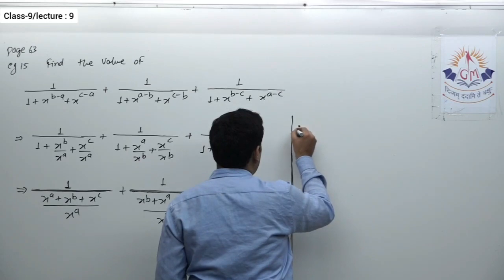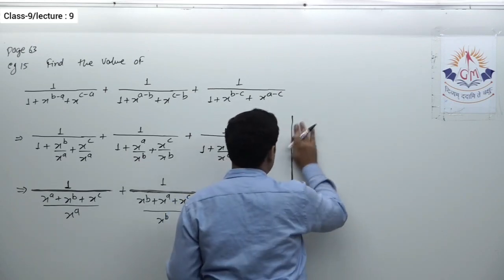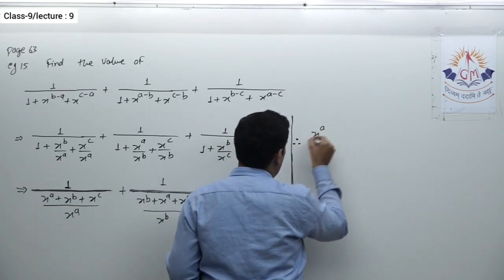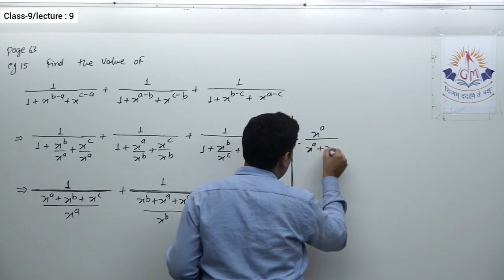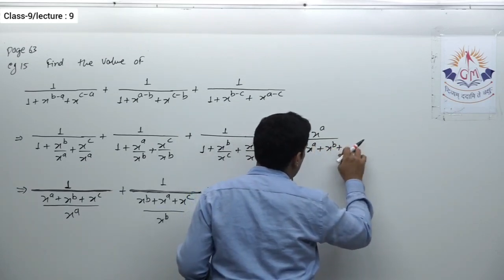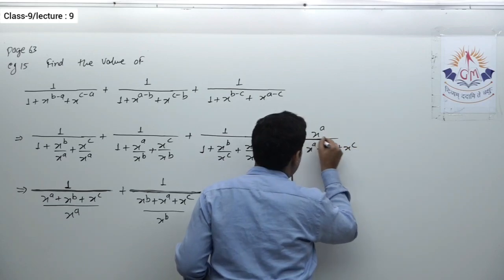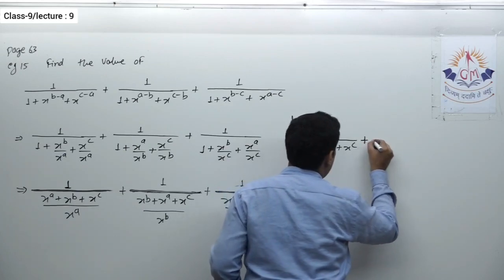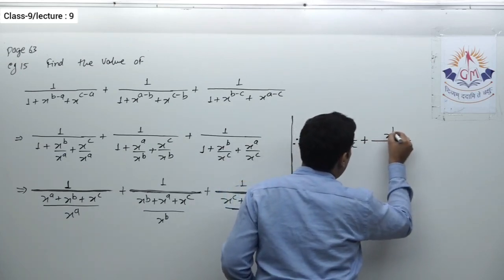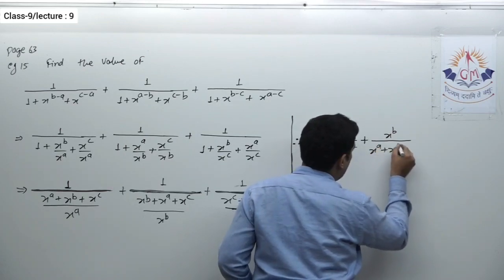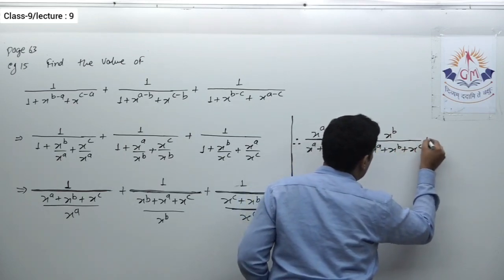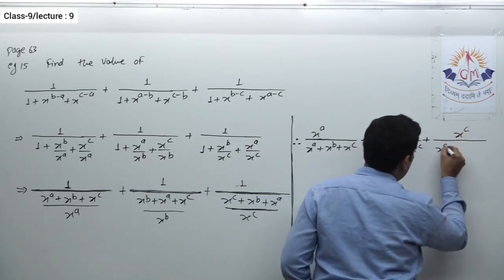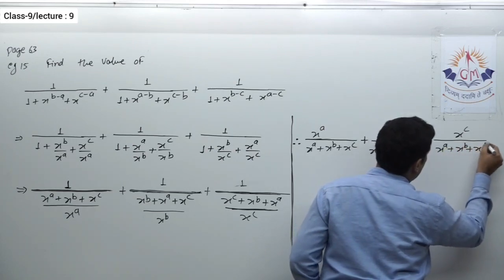Okay, so therefore here I can write, I will get x raised to a upon x raised to a plus x raised to b plus x raised to c, plus x raised to b upon x raised to a plus x raised to b plus x raised to c, plus x raised to c upon x raised to a plus x raised to b plus x raised to c.